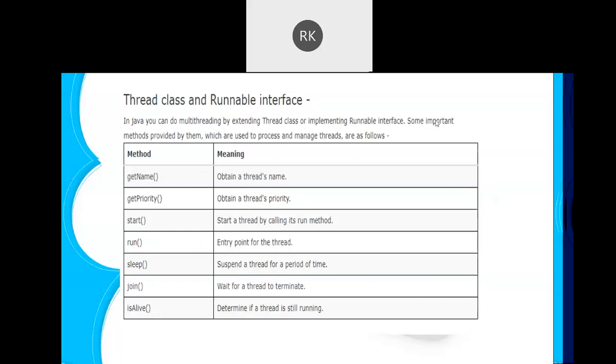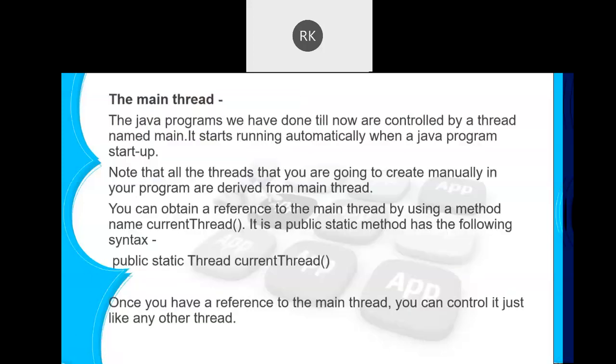We'll see all of these methods later in much more detail, when we implement them. Now, the main thread. Java is a multi-threaded programming language, and all programs are executed through a thread only. Whatever program we have written so far has also been executed by a thread, and the name of that thread is the main thread. The Java programs we have done till now are controlled by a thread named main.